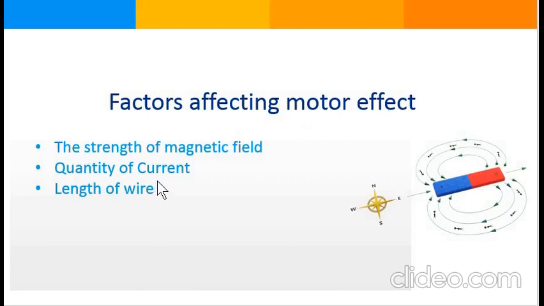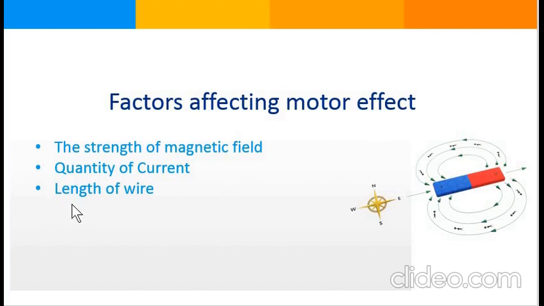Next comes the quantity of current. We learned that the current produces its magnetic field, and of course if you increase the current from 1 ampere to 3 amperes in this current carrying wire, the magnetic field it is producing will be stronger also. So if the two magnetic fields are stronger, then of course they will produce a more powerful motor effect on this current carrying wire.